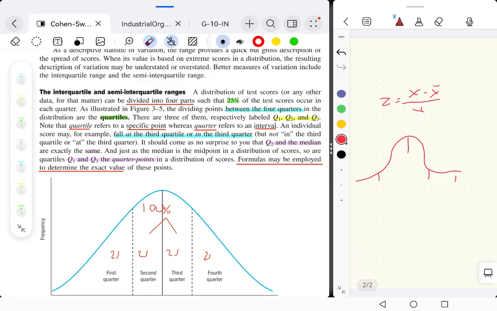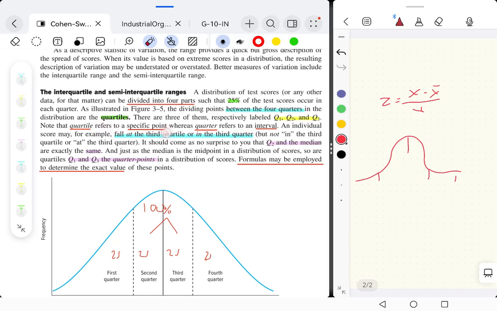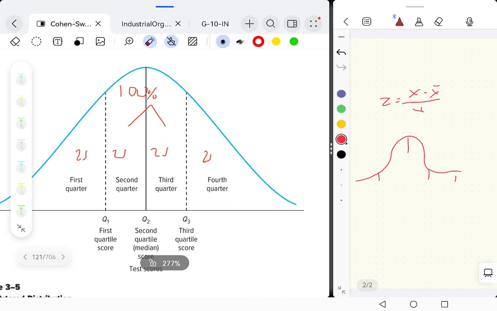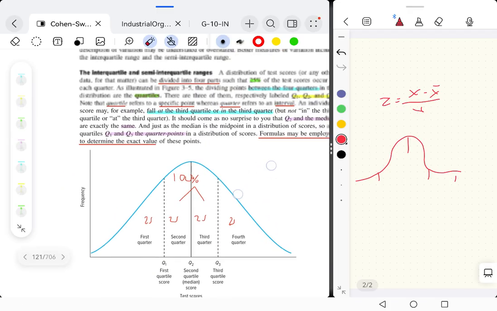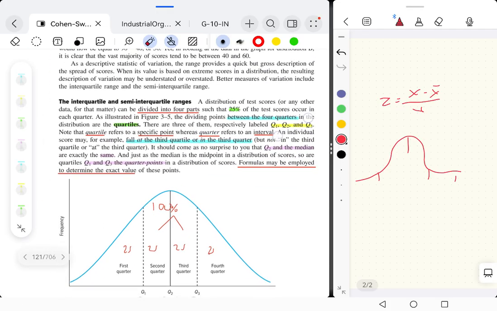So there's actually four quartiles, guys. I mean, there's actually three quartiles. There's Q1, Q2, and Q3, and we have four quarters. Now, quartile refers to a specific point, whereas quarter refers to an interval. You can see that these points indicate quartiles, while these intervals, these spaces in between, are called quarters.